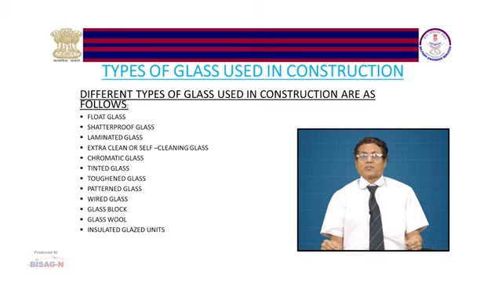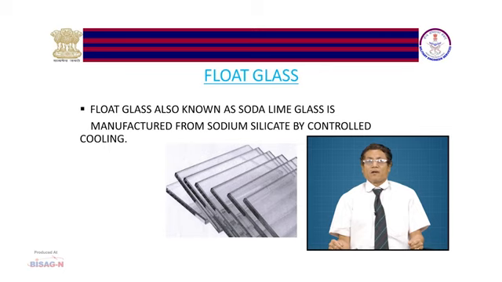Different types of glass used in construction are float glass, shatterproof glass, laminated glass, extra clean or self cleaning glass, chromatic glass, tinted glass, toughened glass, patterned glass, wire glass, glass block, glass wool and insulated glaze units. Now, what is float glass?